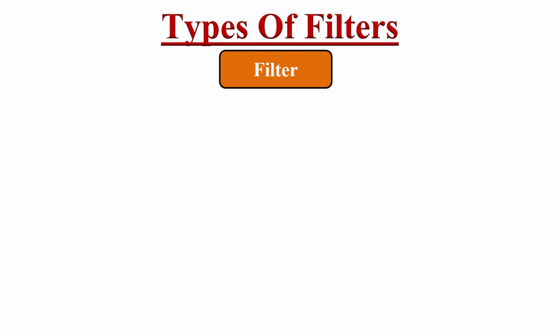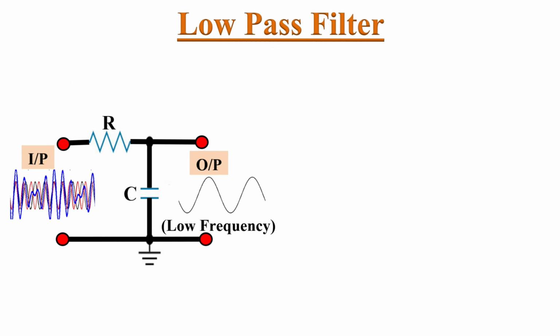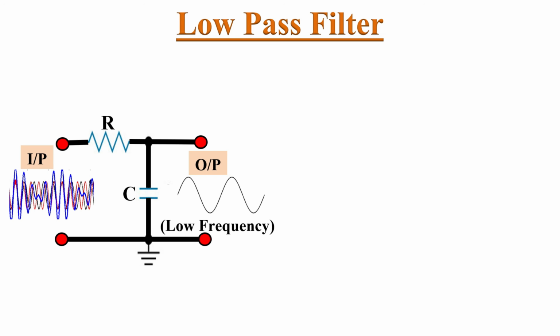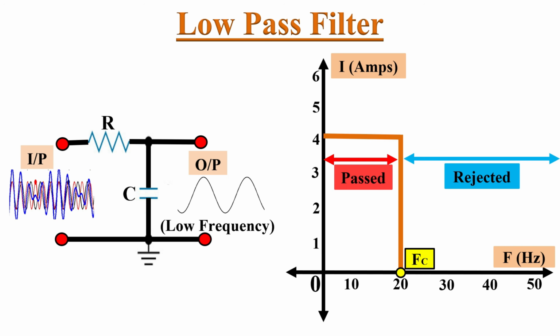Based on the frequency band which is being passed by the filter, filters can be broadly classified into four primary types: low pass, high pass, band pass and band reject filters. We will briefly discuss them one by one. The first one, the low pass filter, passes the low frequency signal starting from 0 Hz up to the cutoff frequency and rejects all frequencies beyond this cutoff frequency.